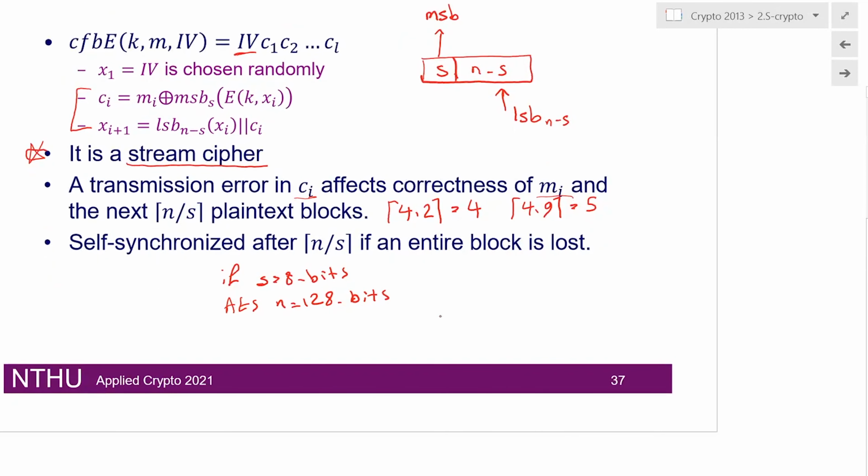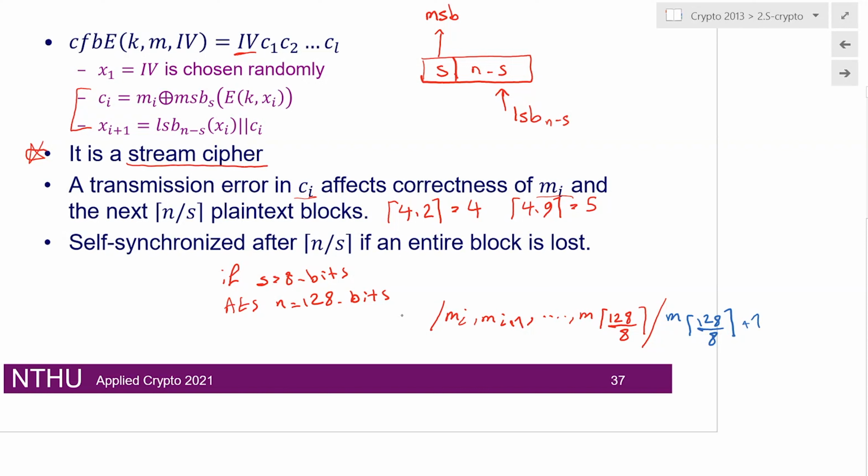So given this, it means that MI would be affected, and then MI plus 1 would also be affected, and then all the way to M ceiling of 128 divided by 8 would be affected. And right after that, the M ceiling of 128 divided by 8 plus 1 would not be affected anymore, right?